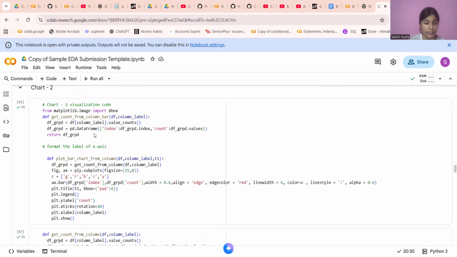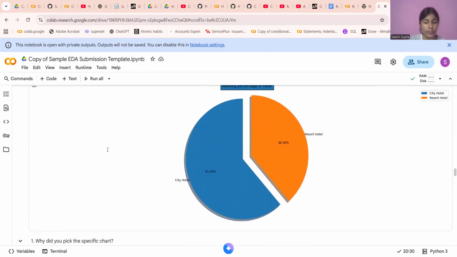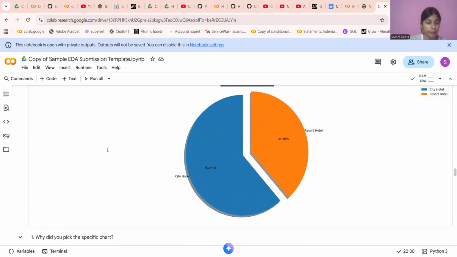Now the second chart is a pie chart checking what percentage of resort hotel books and what percentage of city hotel books. With the help of a pie chart, we can see there are 38.56% is resort hotel and 61.44% is city hotel.